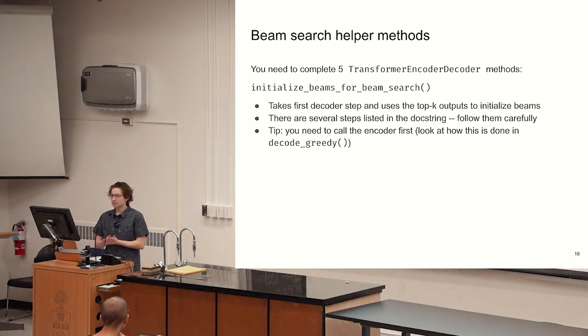And one thing that I saw as a question on Piazza for this that I think is relevant is that the instructions don't say you need to use the encoder, but if you're going to be getting the decoder outputs, the decoder requires inputs that come from the encoder to do this. So you will need to call the encoder here. And as a tip, I would highly recommend looking at how the encoder is used in the decode greedy method, because it's going to look pretty similar.